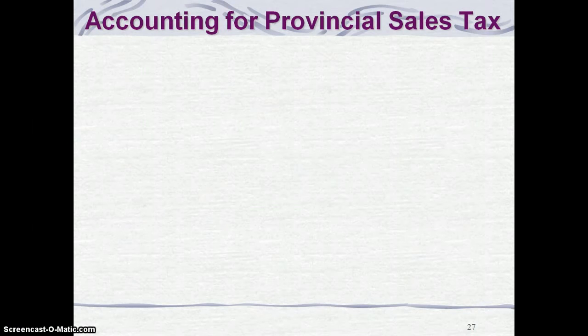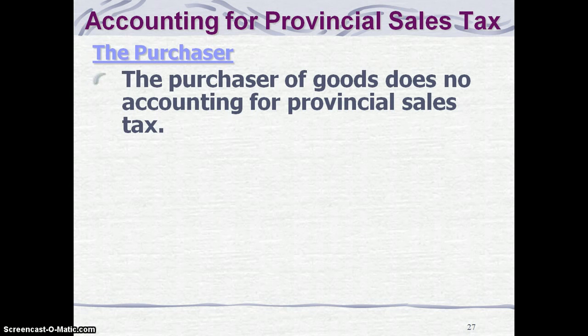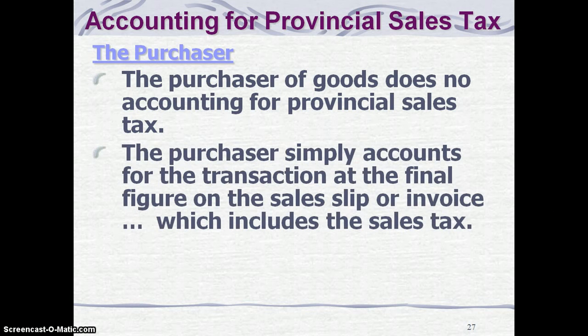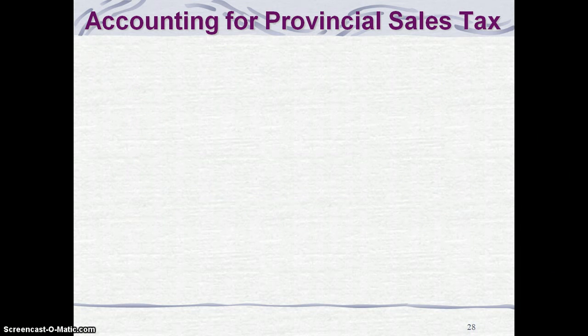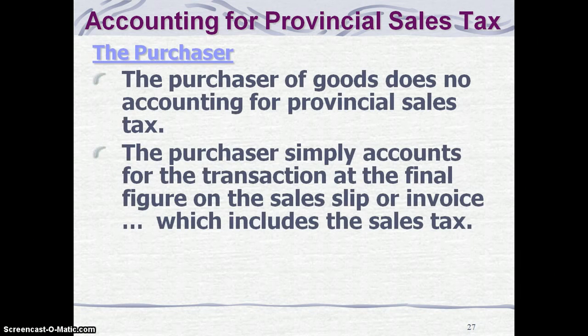When accounting for the PST, the individual who bought the item will do absolutely no accounting for the tax. In other words, the purchaser does not do any accounting for the tax that they paid on the item that they bought. They just account for the full amount that they paid in their books. So if you go to a store and you purchase items, you're not going to calculate the provincial sales tax and reflect that into your books. You're just going to list the total amount that you've purchased in your books.